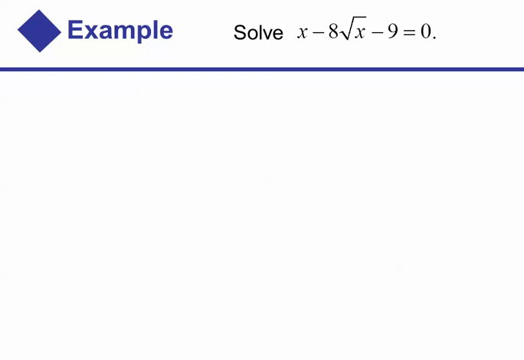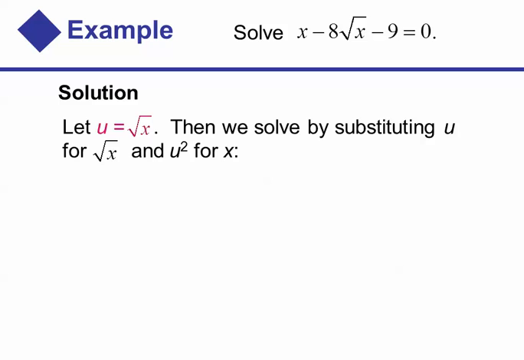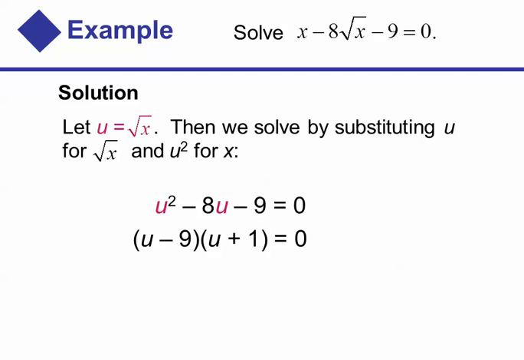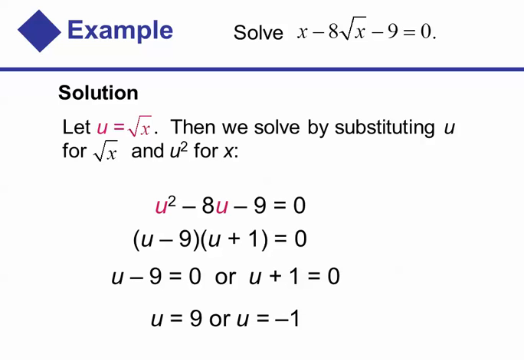So here we're going to solve x minus 8 square roots of x minus 9. Well, what do you think we're going to do with that? x is the square of the square root of x. So what can we substitute for u? We can let u equal the square root of x. And when we substitute, we're going to get u squared minus 8u minus 9. Again, simple factoring: u minus 9, u plus 1 equals 0. u equals 9, or u equals -1.